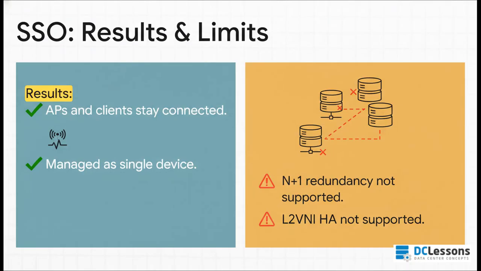So the result here is incredibly powerful. You get zero downtime for your users, and it's actually easier to manage because Cisco DNA Center sees that SSO pair as just one single device. But, and this is important, you have to be aware of the design limitations. In SD Access Fabric mode, you have to use this one-to-one SSO pairing. The older N+1 model, where you have one standby backing up a bunch of active controllers, is not supported here. It's just something you have to keep in mind when you're designing your network.